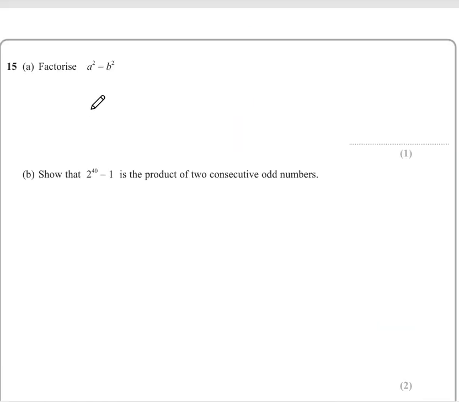Question 15. Part A. Factorize a squared minus b squared. So we've got two squared terms here with a subtract in the middle. This is going to be the difference of two squares. Always good to be able to spot these ones.